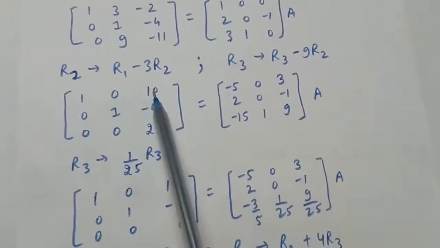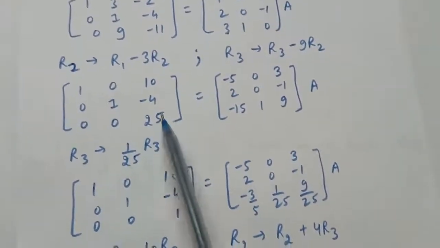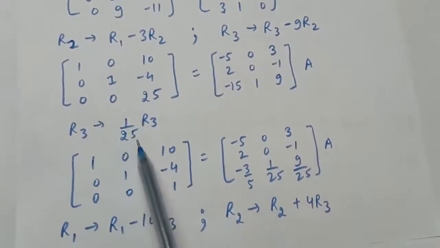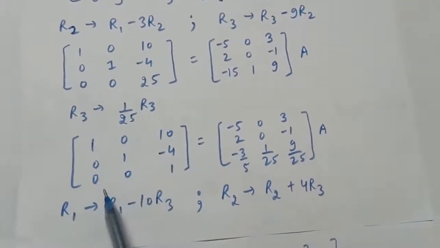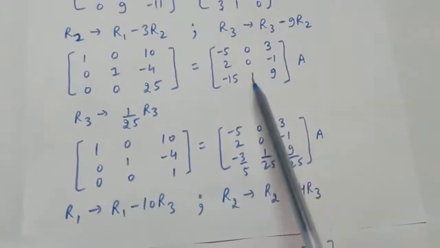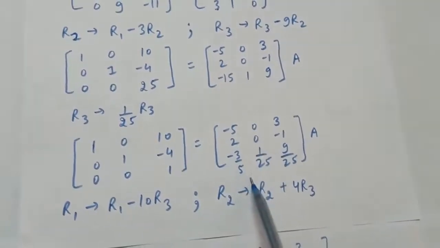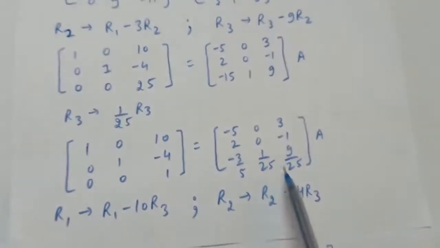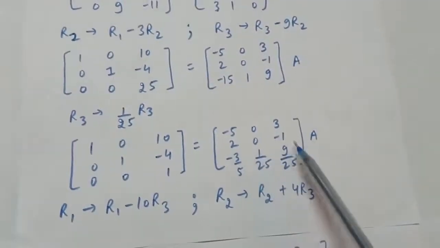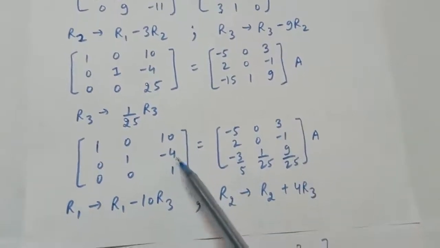Now move to the third column. First of all, we will make this diagonal element 1. So multiply row 3 by 1 by 25. So row 3 will become 0, 0, 1, and when you multiply in this matrix it will become minus 3 by 5, 1 by 25, and 9 by 25. The other rows will remain the same.